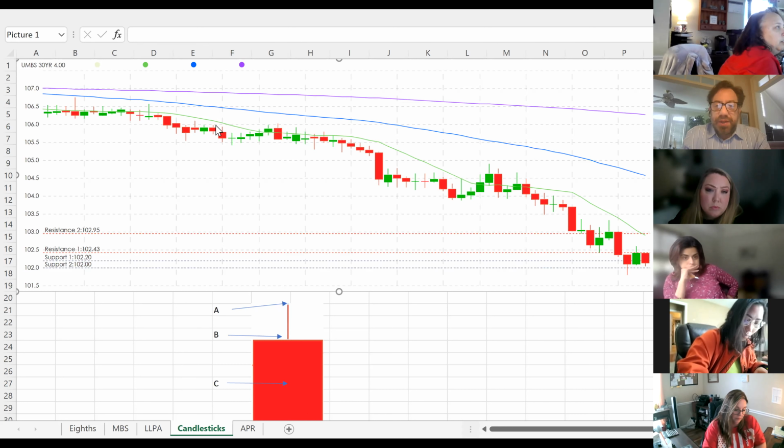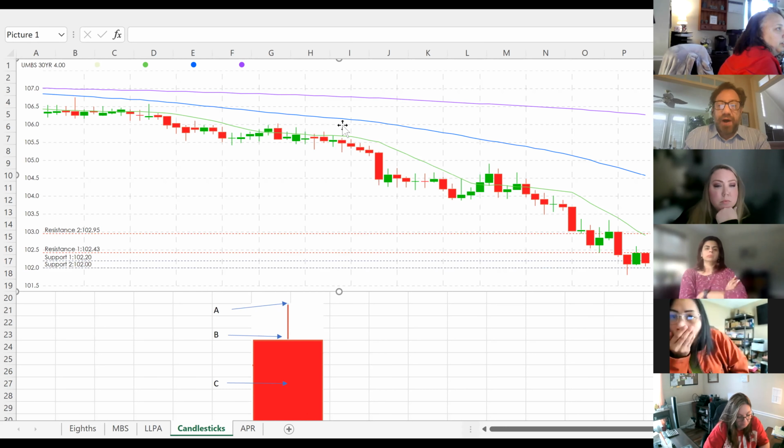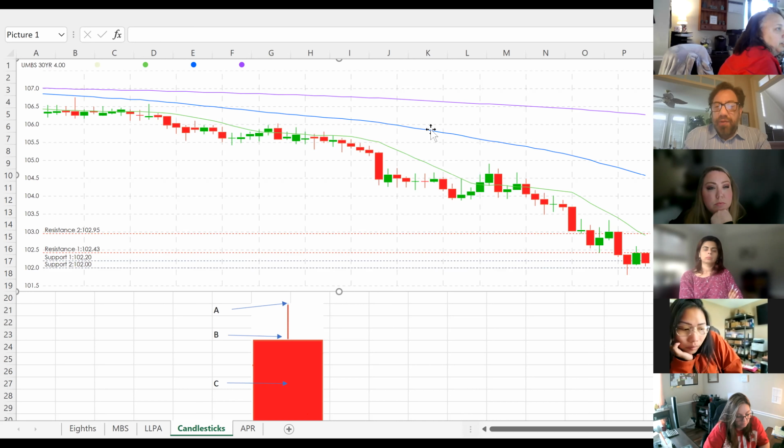Let's look at the lines. So these lines right here, the green one is the 10-day moving average, meaning if you go back 10 days and you average it and you just keep drawing little dots and making a line, it's going to be the most volatile, and it's the green one, and it's sloping down. The blue one on top of it is called the 50-day moving average.